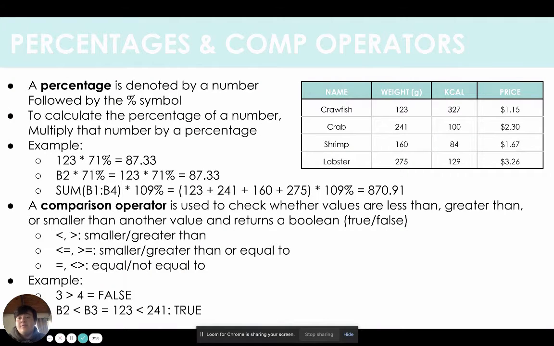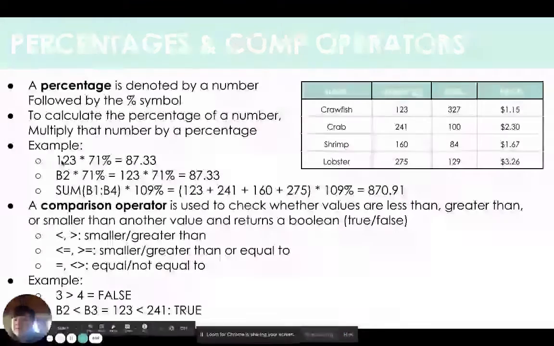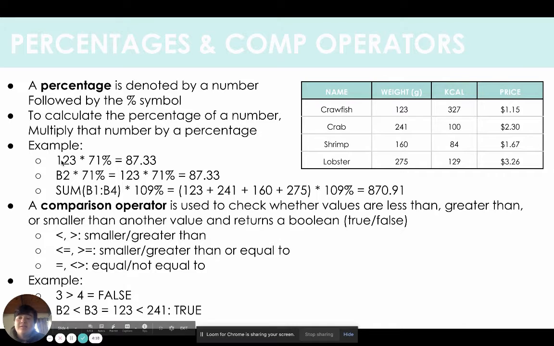Within Sheets, we also have percentages and comparison operators. A percentage is denoted by a number followed by the percent symbol. To calculate the percentage of a number, we multiply that number by a percentage. Say we wanted to multiply 123 times 71%, which would give us 87.33. We could do the same thing by referencing the cell, using B2 times 71%, which would be equal to 87.33.